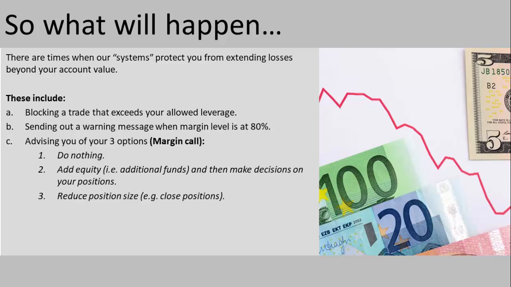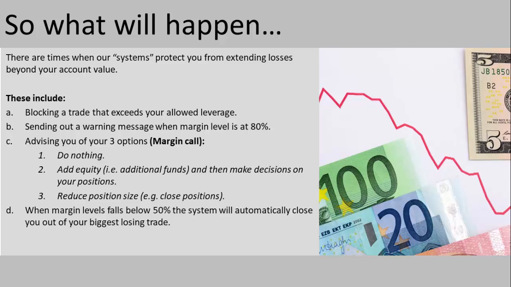You can do nothing and cross your fingers and hope that the market moves for you. You can add equity, i.e. additional funds, and then make decisions on your open positions, or you can reduce your overall position size, i.e. start to close positions yourself. When your margin level falls below 50%, the system will automatically close you out of the biggest losing trade. And of course, from a broader point of view, we'll review any application for leverage above the default 100-to-1. These are the things that we have in place as protective systems.